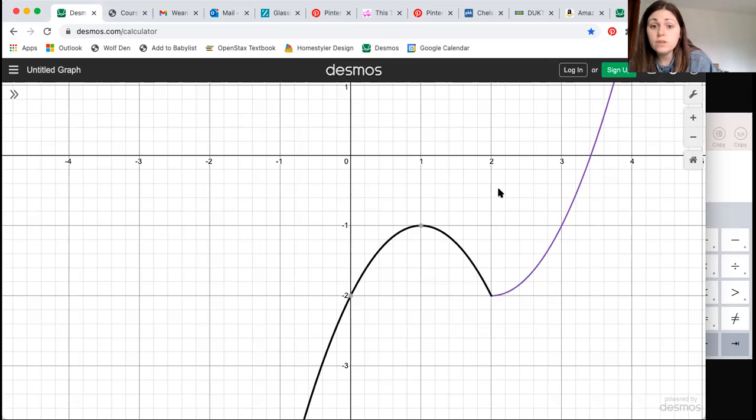So this graph is continuous, meaning I don't have to pick up my pencil because there is a value at 2 and beyond. The domain of this piecewise function is negative infinity to positive infinity. So again, instead of doing it algebraically, if you need to find the domain of a piecewise function, you can also find it graphically.